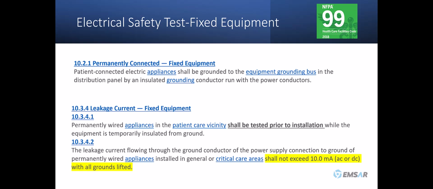Okay, there are different tolerances for fixed equipment. First off, fixed equipment that is permanently wired in the patient vicinity shall be tested prior to installation, while the equipment is temporarily insulated from ground. So you do your initial check-in leakage test before it's wired up, and then the leakage current flows through the ground conductor in the power supply connected to ground of a permanently wired appliance. Shall not exceed 10 milliamps. Now, this is milliamps, not microamps, with all the grounds lifted.